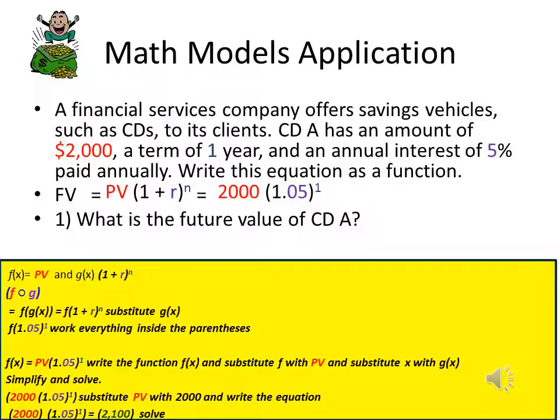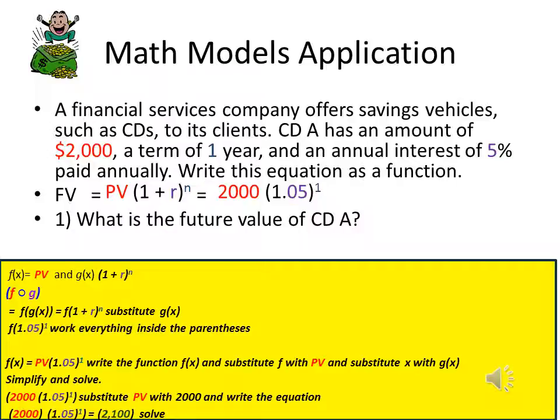Okay, let's go. f of x would equal PV, and g of x would equal 1 plus r to the power of n. Now, I can use the exponential, however, I have a power of 1, and a power of 1 would not affect my parentheses, so I can still do it as a linear equation. Okay, so I'm going to set it up as f times g, which equals f times g of x.